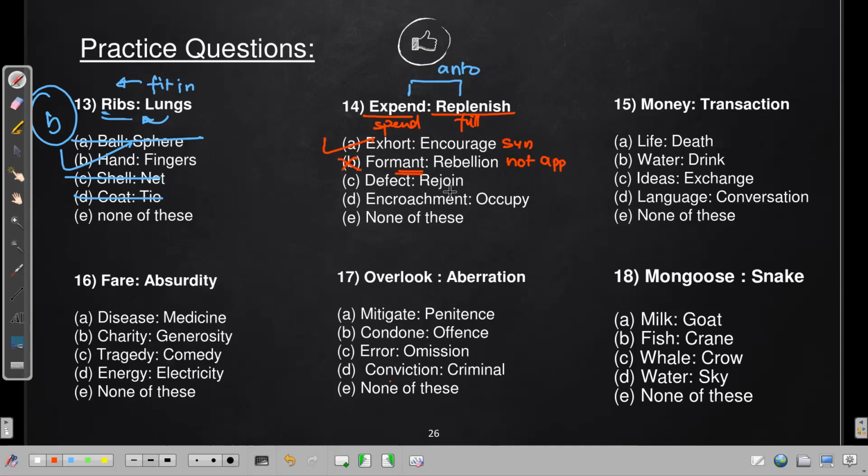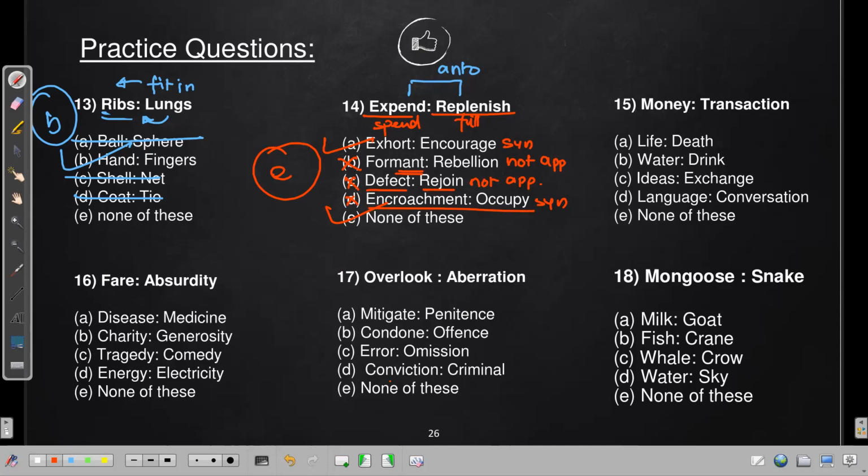Defect and rejoin is also not it. Defect is an error, while rejoin is not applicable to this. Encroachment and occupy is also a synonym. So in this case, we'll go for none of the above, because we were looking for an antonym pair, and none of the above is an antonym pair. B and C are not related to each other.